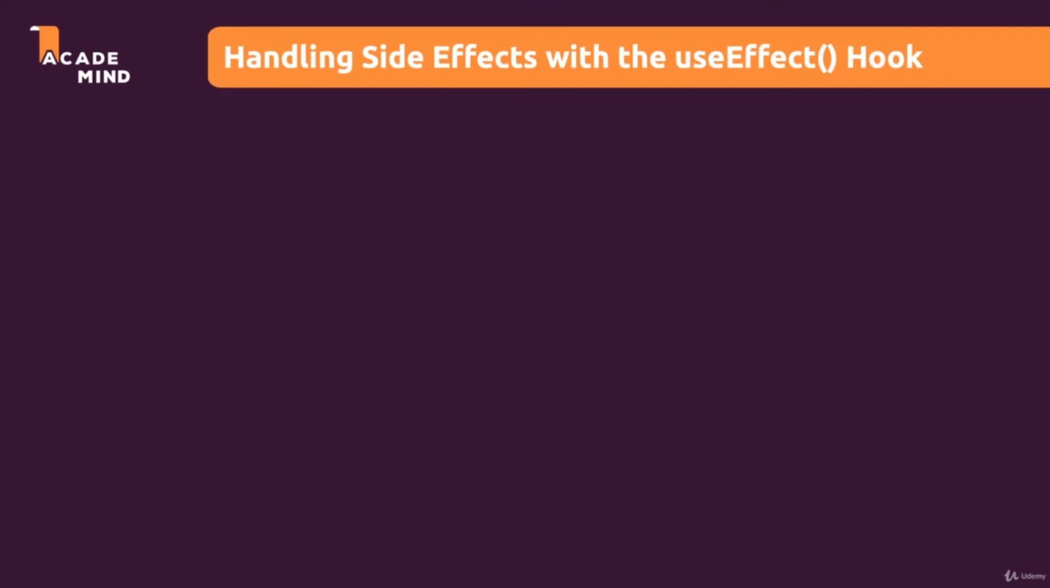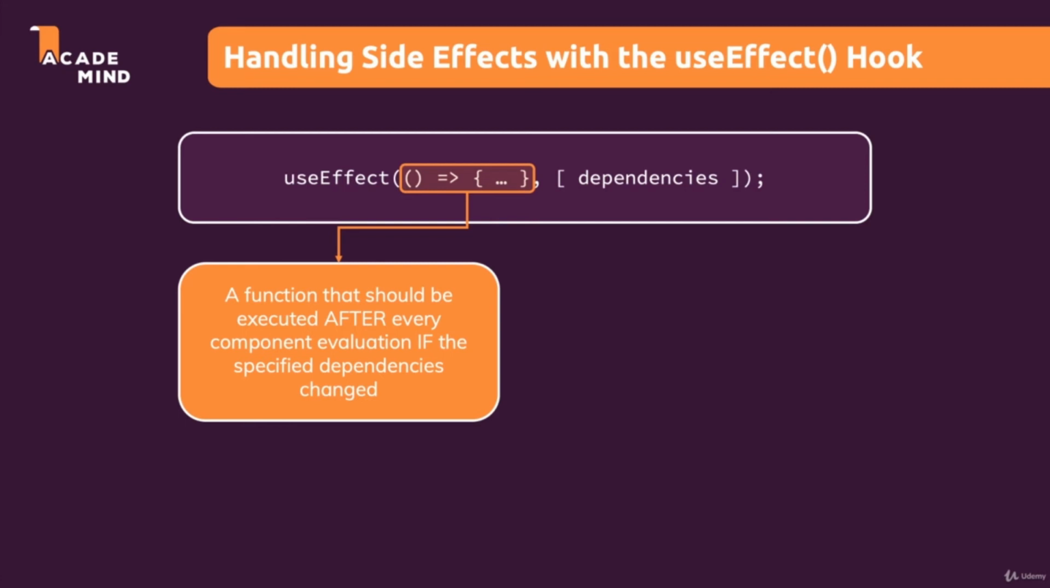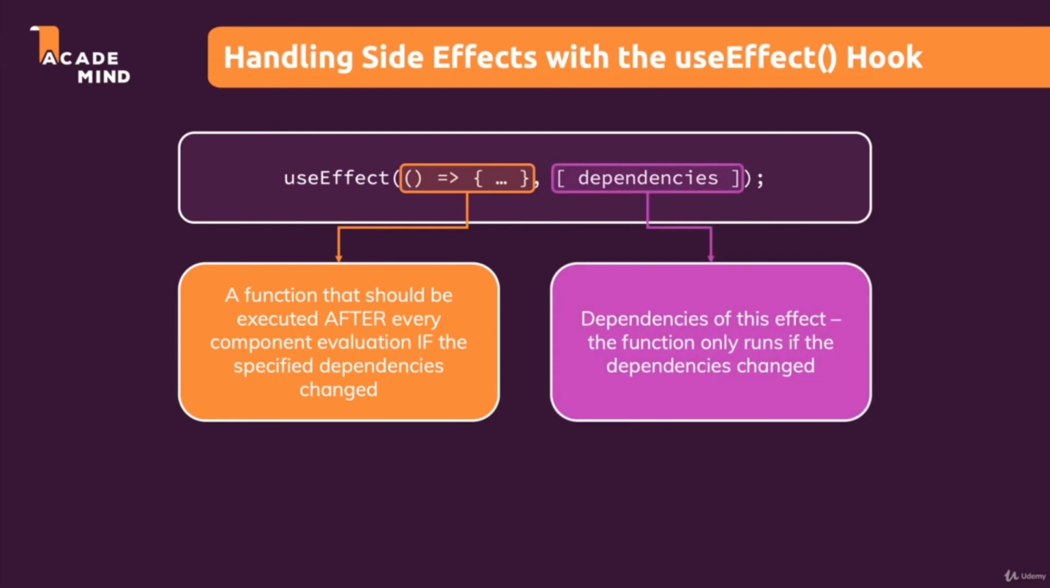Therefore, we'll have a better tool for handling side effects, and that's a special React hook which we can use, the useEffect hook. The useEffect hook is simply another built-in hook, so another function you can run inside of your component function that will do something special. The useEffect hook is called with two arguments, with two parameters. The first argument is a function that should be executed after every component evaluation if the specified dependencies changed. And the specified dependencies are the second argument that you pass in.